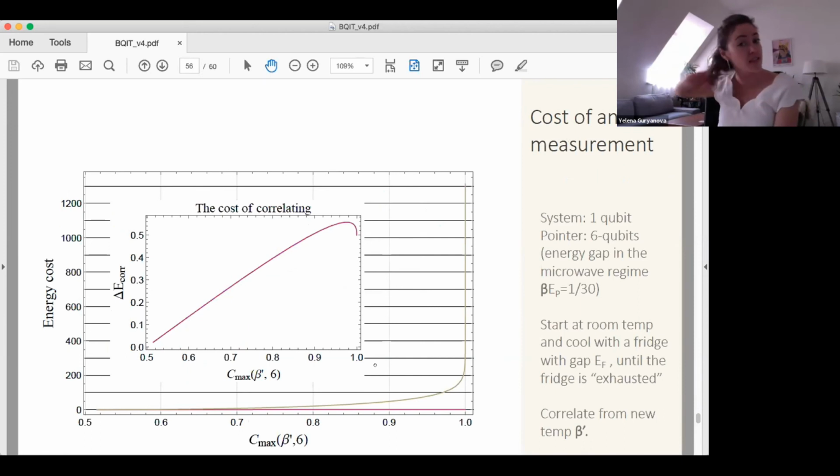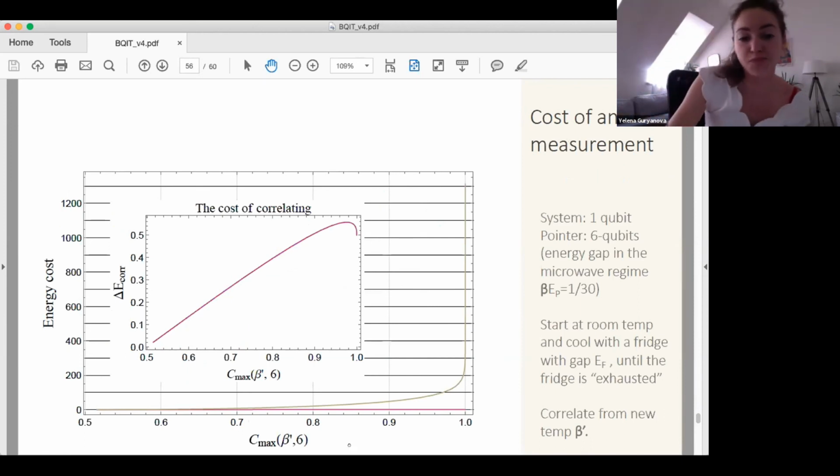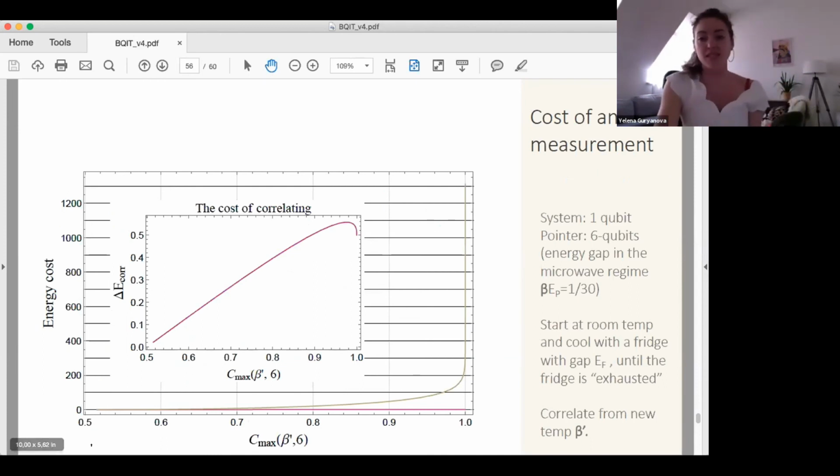So the final slide I want to show you, or one of the final slides, is this cost of an ideal measurement. In this schematic, we have an example of a system with 1 qubit, a pointer with 6 qubits, and some realistic energy gap between them. The idea is that we start at room temperature and cool the pointer with some fridge, and then we correlate at the new temperature.